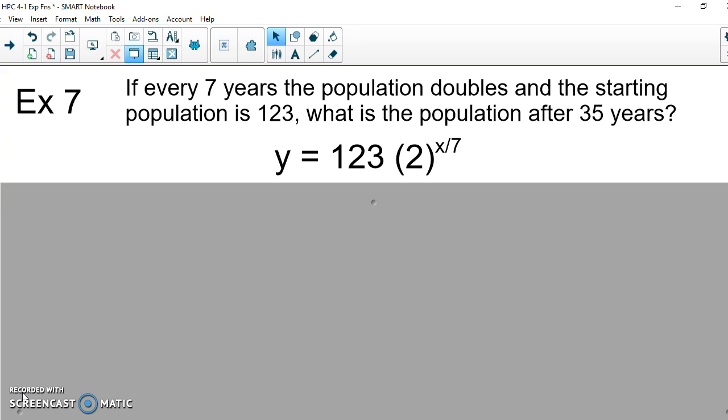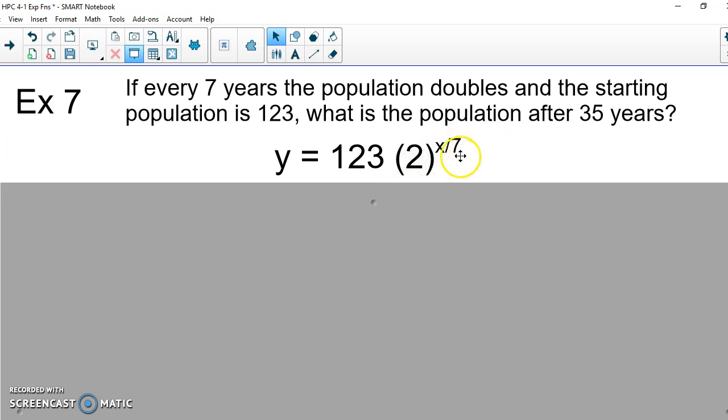All right, here's where these numbers come from. So 123 is my number when x equals 0. Because if x is 0, then I'm going to have 2 to the 0 over 7, which is 2 to the 0. Anything to the 0 is 1. So my starting number is always this number here that goes in front of that base with the exponent.